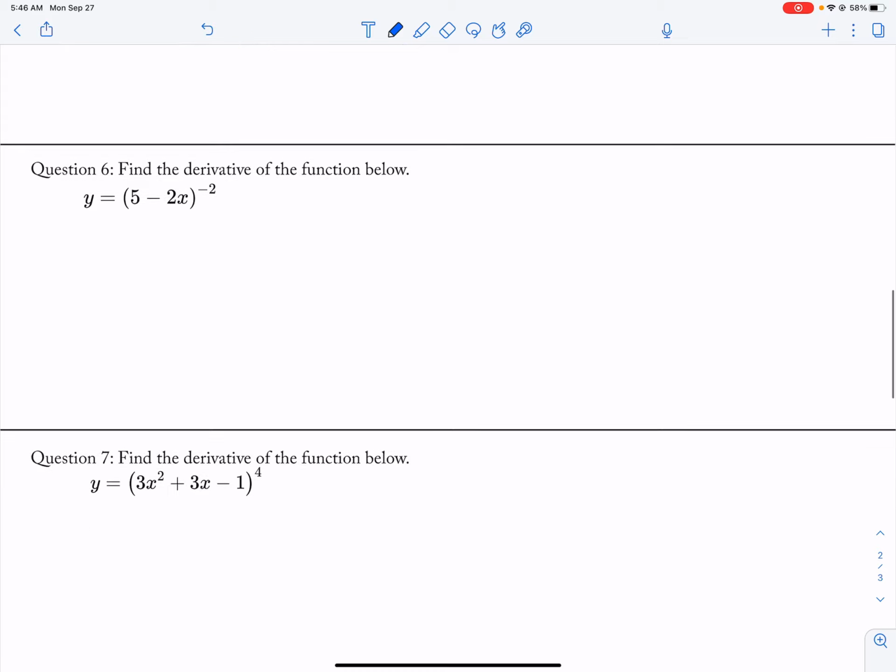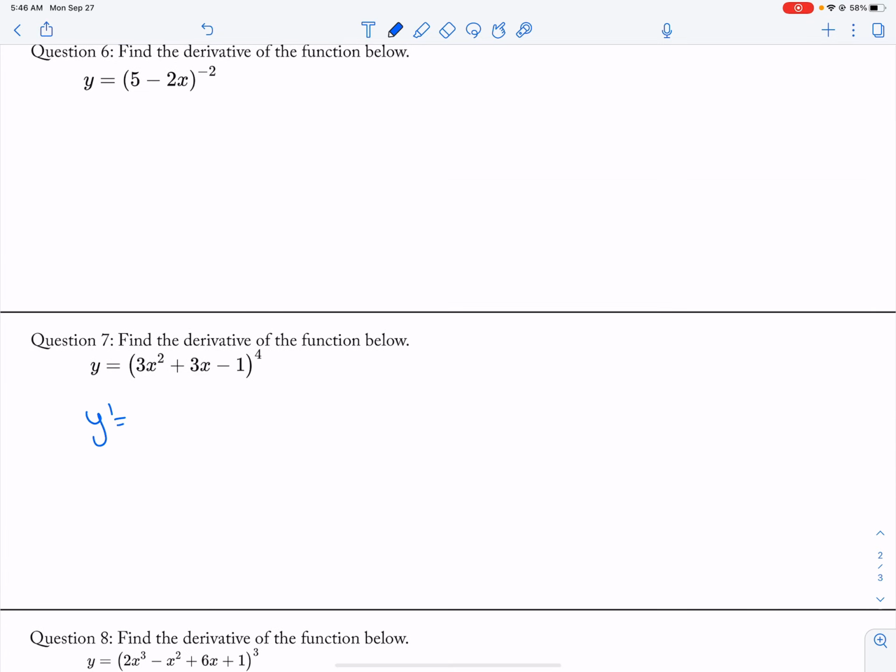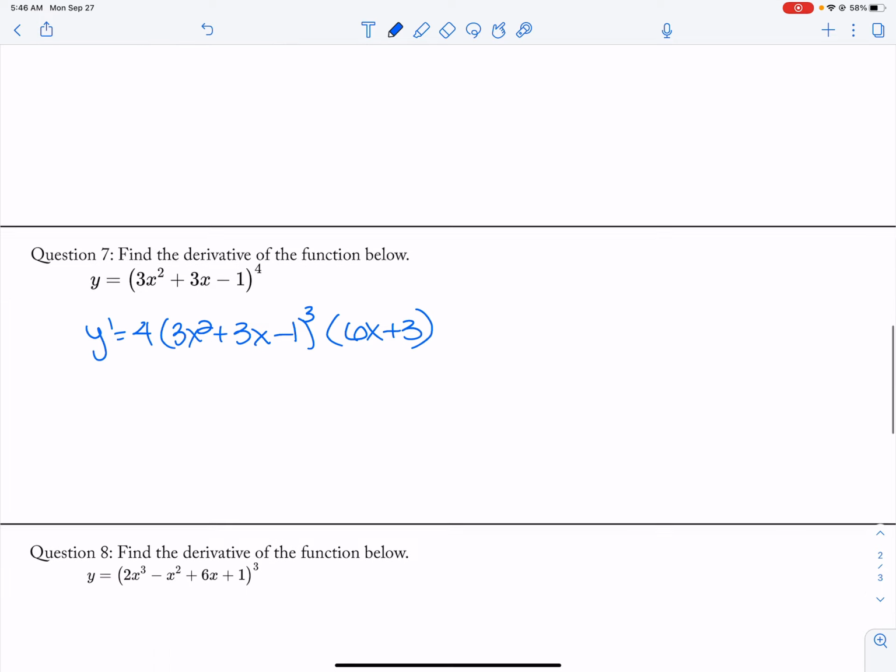leaving it. Okay, so then y prime for 3x squared plus 3x minus 1 to the third power times the derivative of the inside, so 6x plus 3. And then that is it for this section.